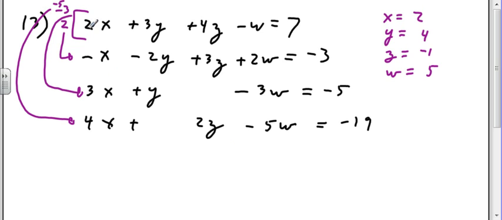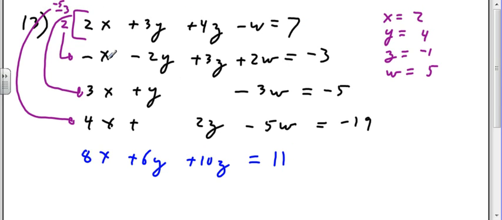2 times 2 is 4. 4 plus 4 is 8. 2 times 3 is 6. 2 times 4 is 8, plus 2 is 10. 2 times minus 1 is minus that. We got rid of the w. 2 times 7 is 14. 14 minus 3 is 11. All right.